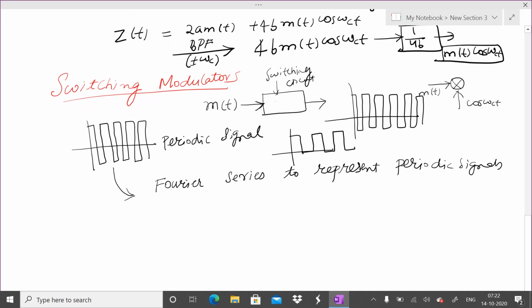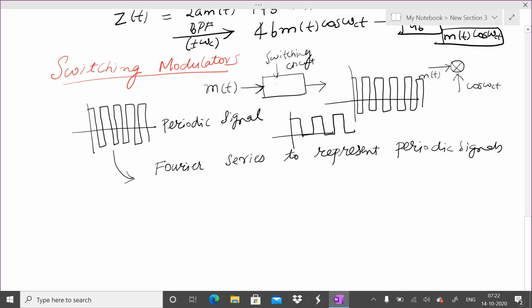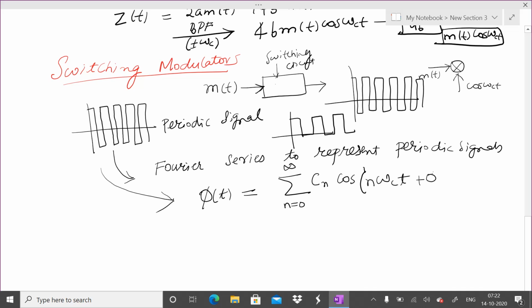And any circuit which generates such switching signals, periodic signals, and you multiply m of t with that, now what will happen? So first of all, you represent the Fourier series representation of this signal. Okay, so a general way of writing Fourier series is phi of t, suppose, is equal to some coefficient Cn cos of n omega ct plus theta n.